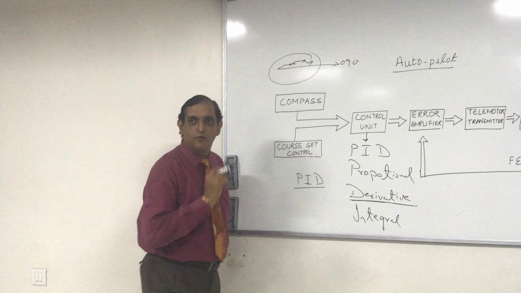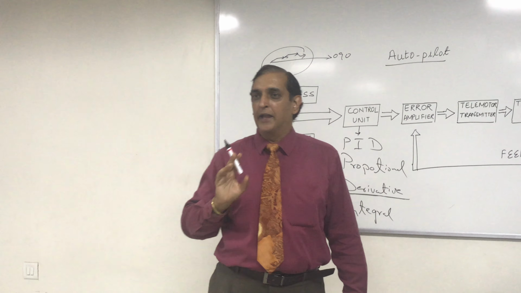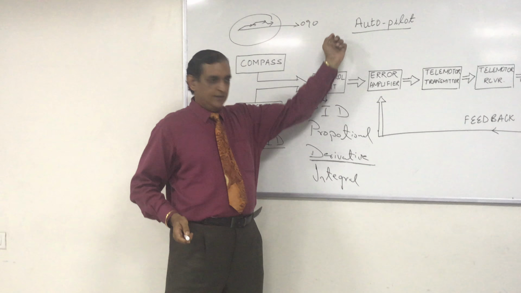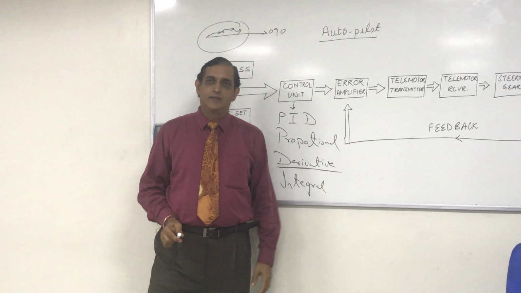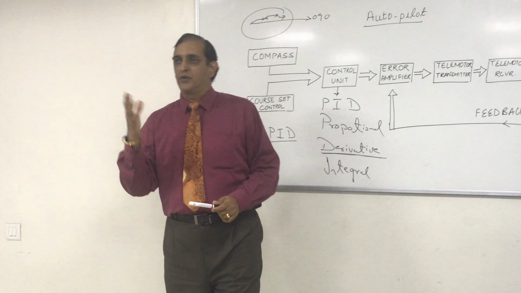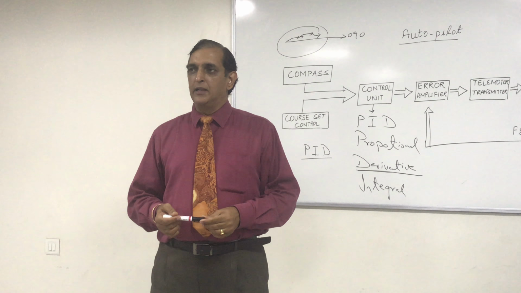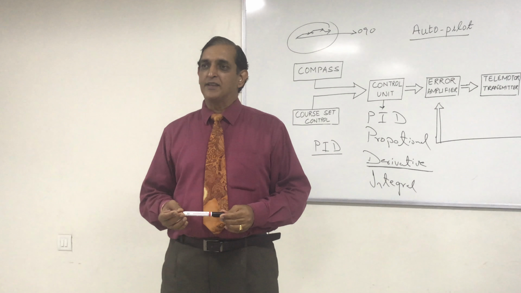So in other words, here we are only maintaining the heading. Heading of 090 will be maintained. That is called the derivative control. That was the first autopilot where we were maintaining only the heading. Later on something came which was called the track control.